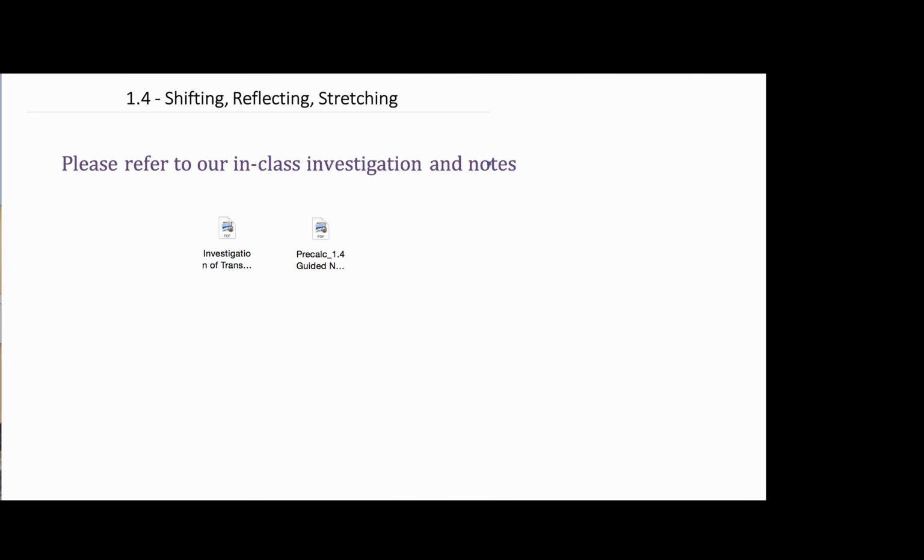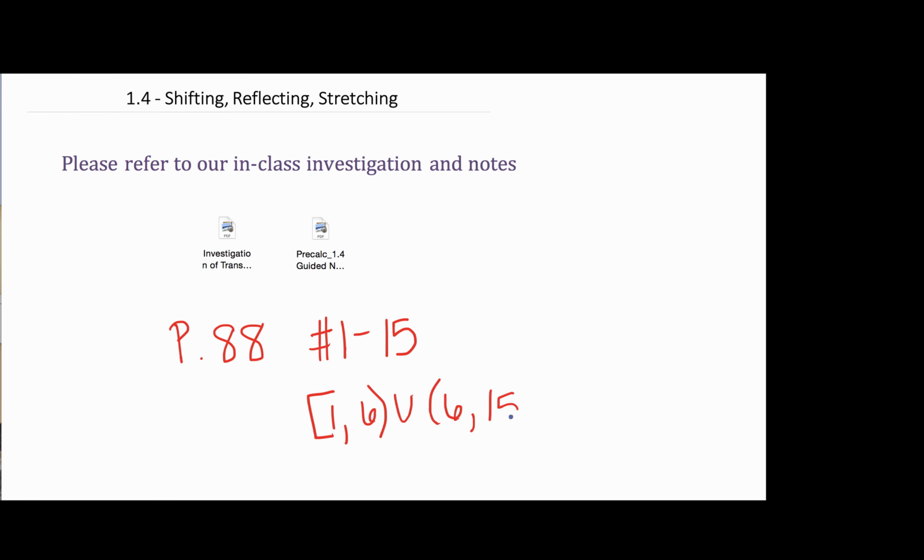If you'd like a little more practice, you can go to page 88 in your textbook and attempt problems 1 to 15 with the exception of number 6. So in interval notation, everyone, that would be problems 1 to 6, not including 6, union problem number 6 to 15. So you don't have to worry about problem number 6, but I would like you to try all the others between 1 and 15 to prepare for your test.